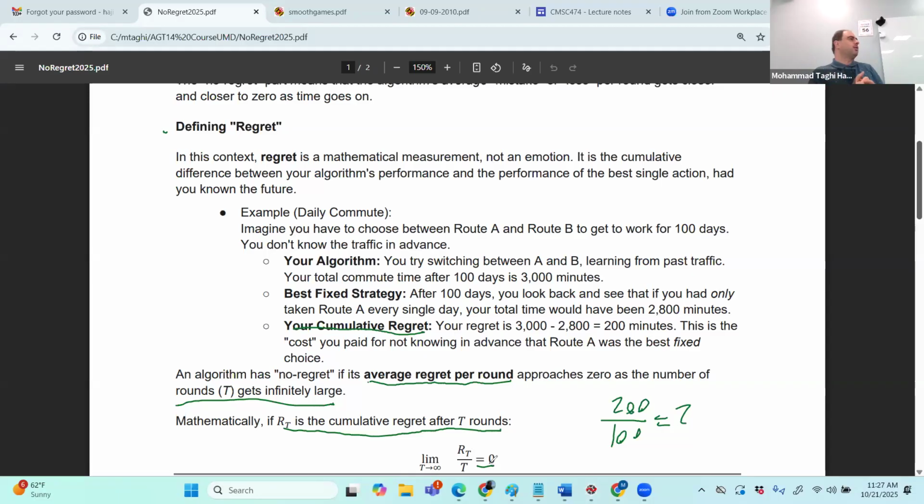Now, why do we consider no regret algorithms? This is the way it is defined. You compare your algorithm as it runs, and compare the loss or the regret that you had, with a best fixed strategy. Note that this is not the optimum. This is very important. This best fixed strategy is not necessarily optimum.